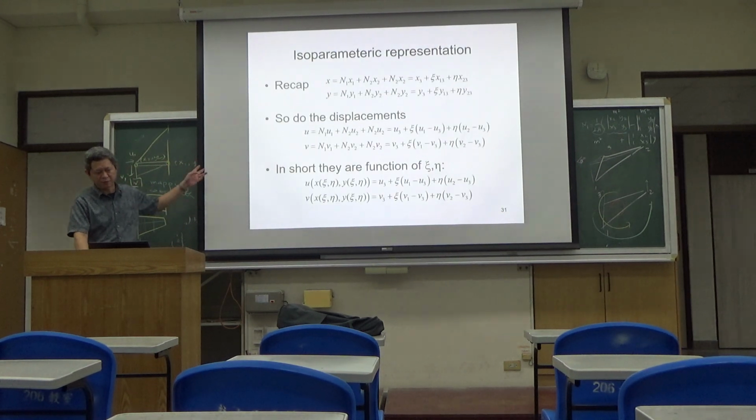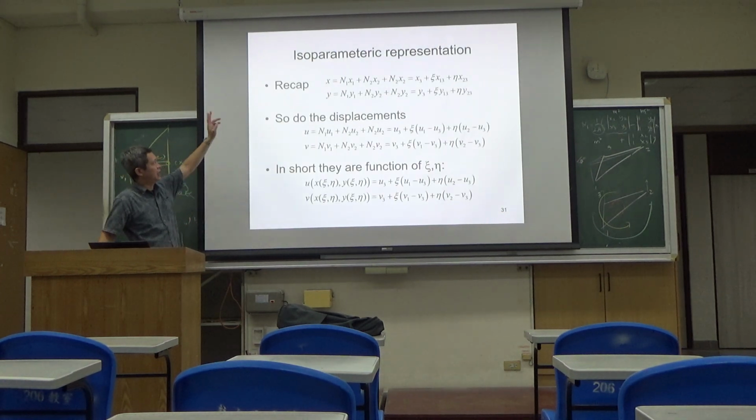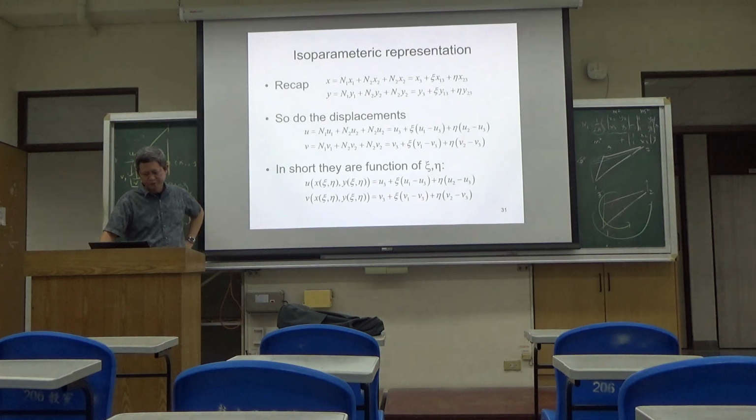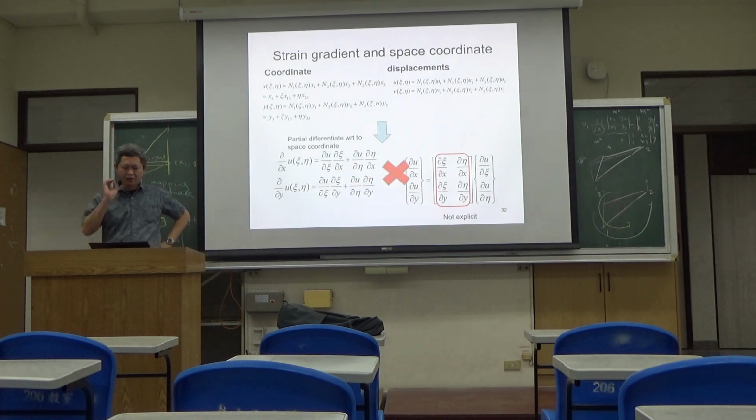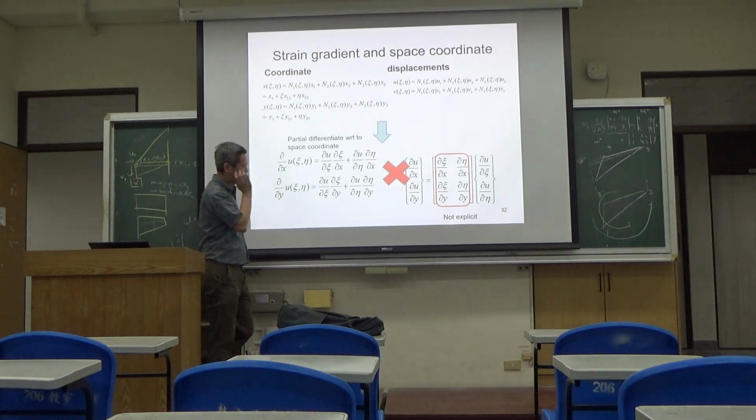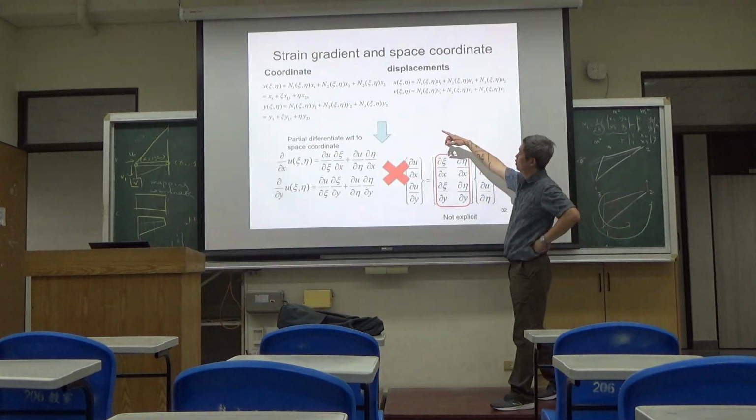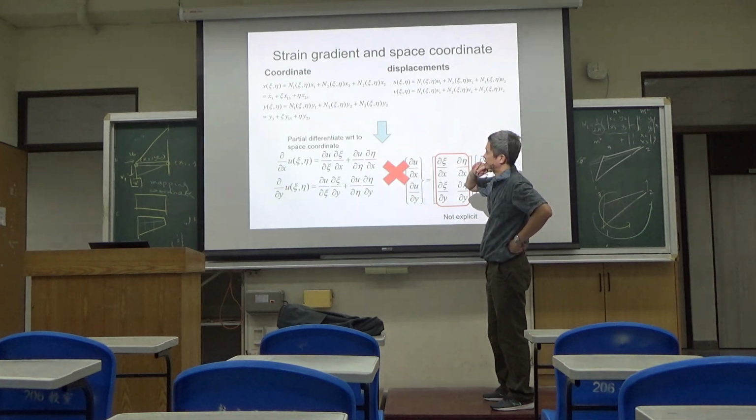Okay. So the isoparametric representation now has x and y all represented in the new coordinate. Likewise, you do so for your u and v, and in short, now you have everything expressed in terms of zeta and eta. Okay, now because you have the area coordinates, you cannot do the normal gradient. Okay.